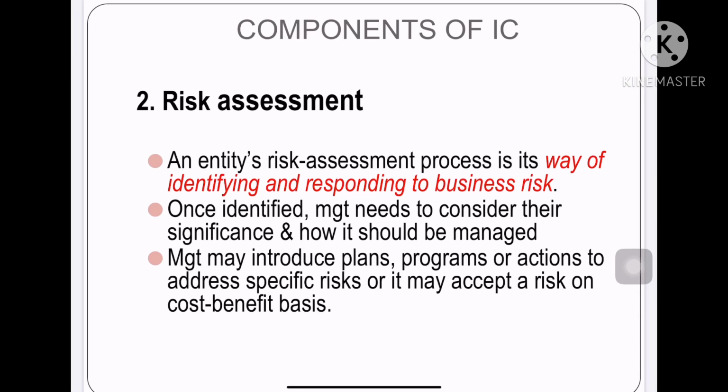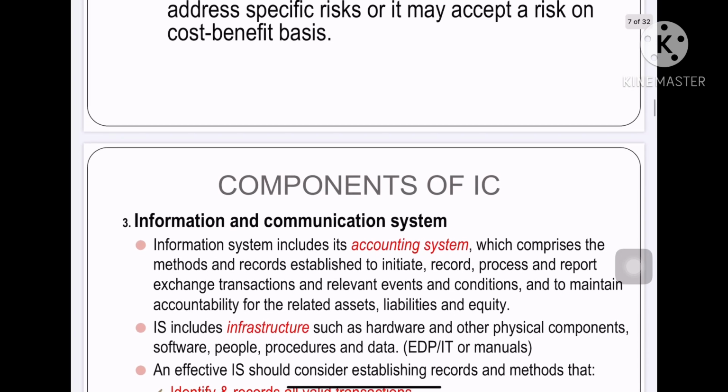So for example, if they have a risk, how does the management consider it, and then the action, how they manage the risk, and so on. Management might introduce plans, programs, or actions to address specific risks, or may accept a risk on a cost benefit. So it means that basically, the best thing is they should have all the programs for all those actions, and also the procedures by the staff. But if the cost is too high, what we can do is address specific risk, or maybe accept a risk on a cost benefit. So it means that they may reduce according to which one is important, if they don't have enough fund.